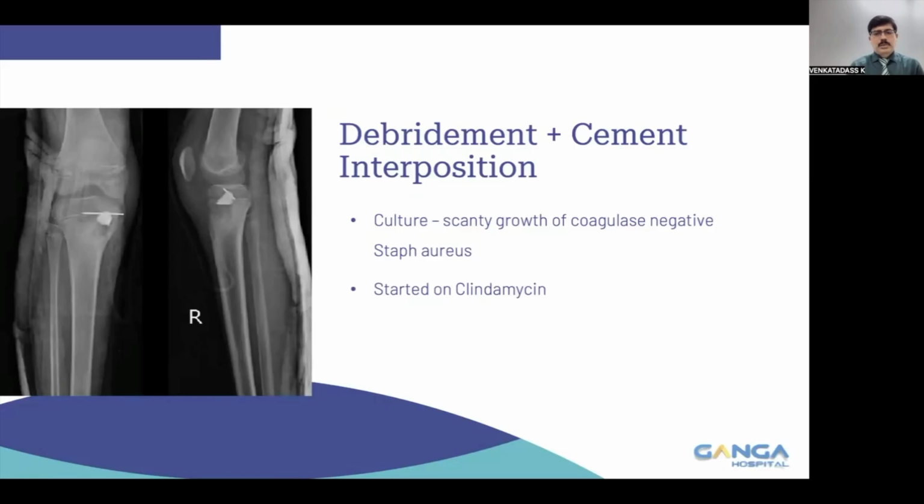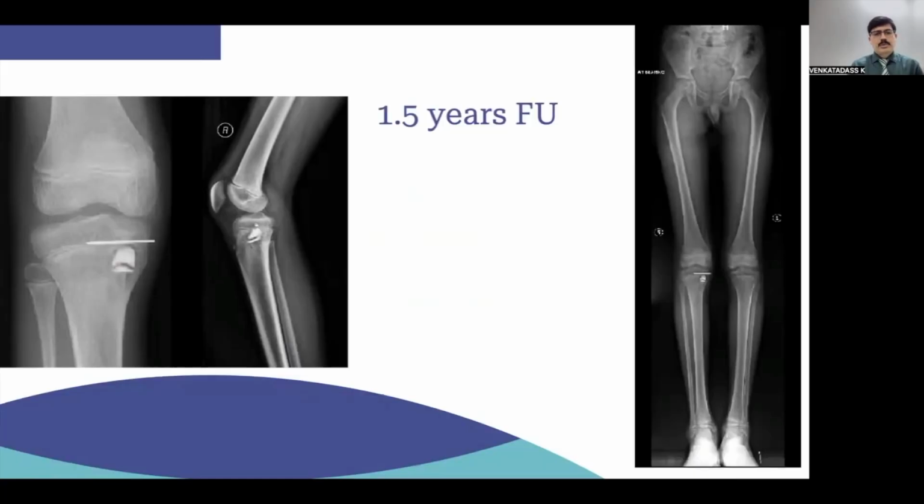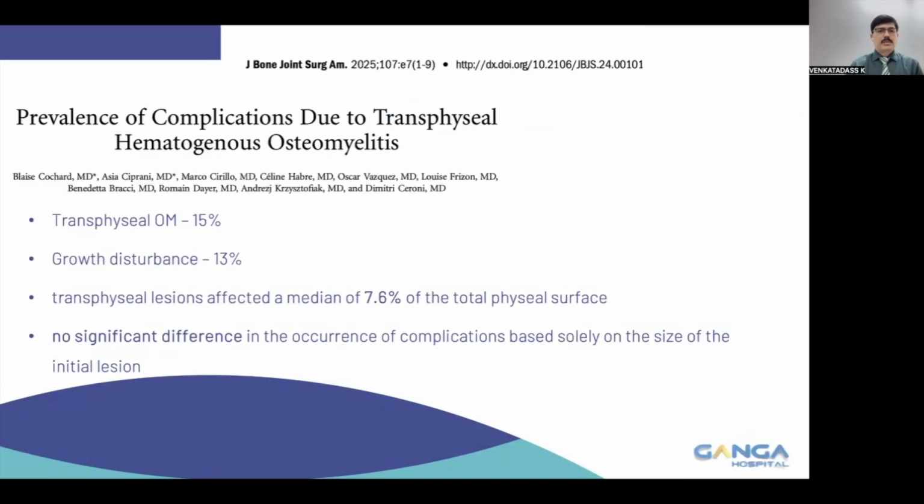His culture grew Staph aureus and he was started on clindamycin, and this is the 1.5 year follow-up. Looks like the cement has worked to some extent. There is no bar formation as of now, but we need to follow up the child. Looks like the cement is migrating slowly down. We have seen the same phenomenon in patients who have had bar excision with cement interposition. The cement tends to migrate into the metaphysis and slowly into the diaphysis, and there is again a potential chance of bar formation. So longer follow-up is needed in this child.